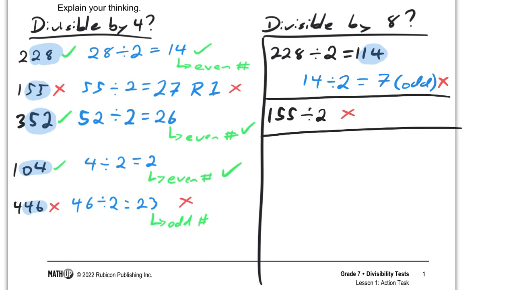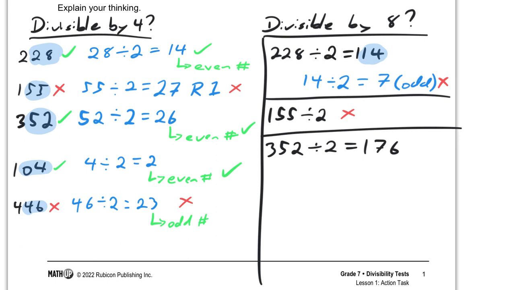Then we have number 352. If we can divide it and find a multiple of 4, then we're good to go. Let's see. 300 divided by 2 is 150. 50 divided by 2 is 25. So 150 plus 25 is 175 plus 1 extra. We get 176.